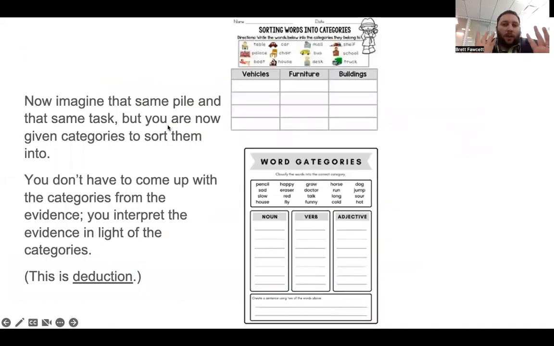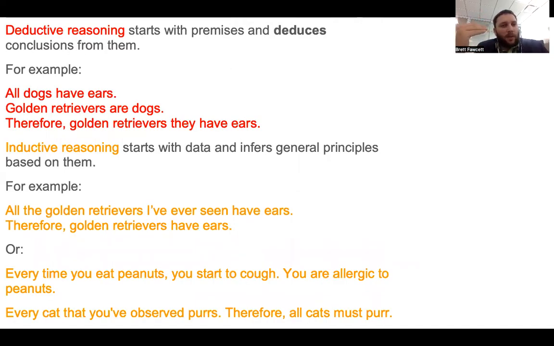Now imagine I give you that same pile of words, but I also give you headings. I give you the titles of groups, maybe vehicles, furniture, buildings, nouns, adjectives, and tell you to sort them into those groups. Now you're not coming up with the categories yourself. You're interpreting the data that you have in the light of pre-existing categories. That would be deduction. Deduction starts with premises and deduces conclusions from them. So for example, all dogs have ears, golden retrievers are dogs, therefore golden retrievers have ears. You're taking these premises and interpreting the data you come across in light of them.